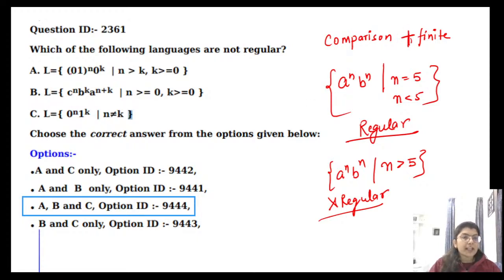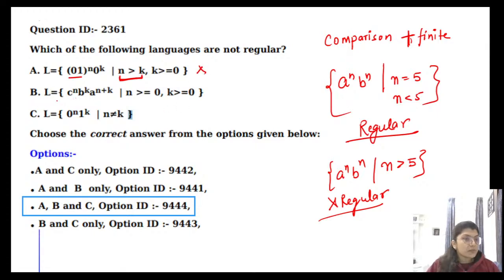So if you see over here, we are saying 0 1 raised to power n, 0 raised to power k, with n greater than k. Now there is a comparison between two values where n and k are two numbers and one has to be greater than the other, so this one is not regular.